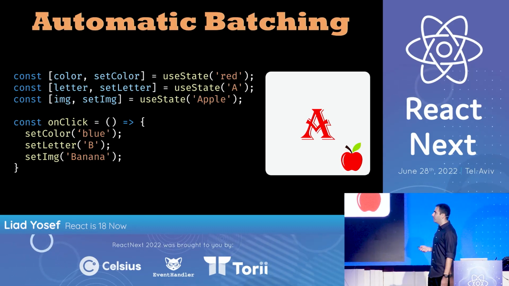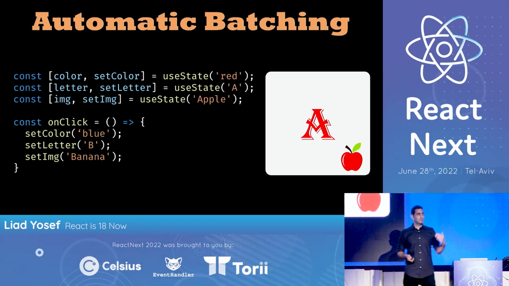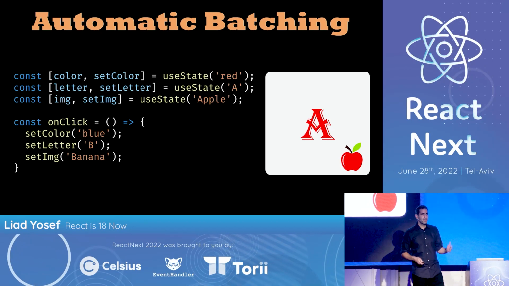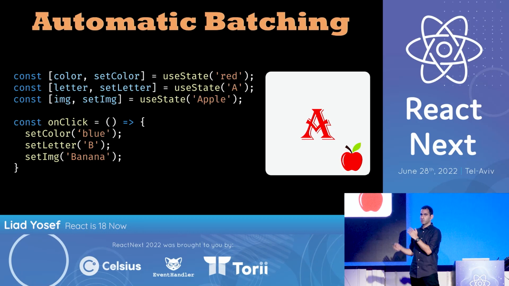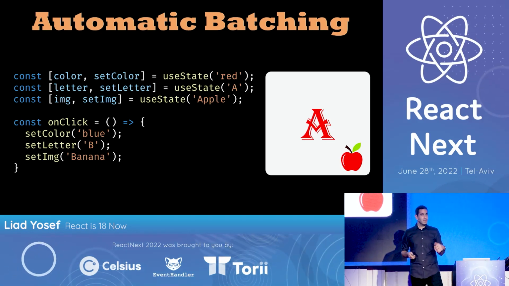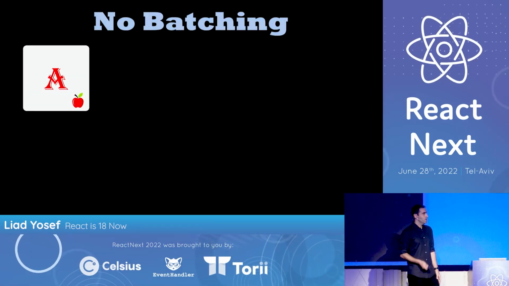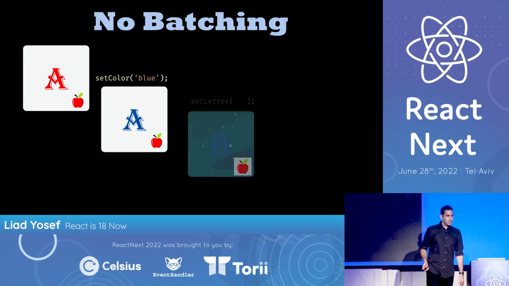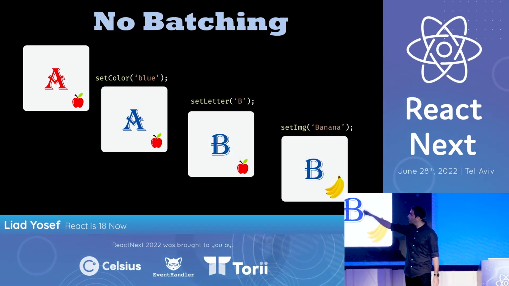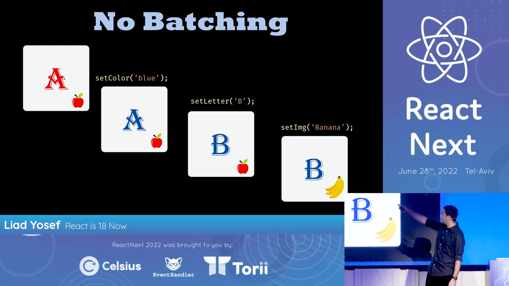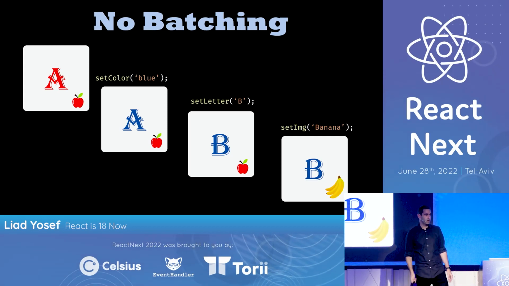And when we talk about automatic batching, this is what we usually mean. We mean that if we have several state changes in one event handler or in one callback, we don't expect React to do all of those state changes one after one. We expect it to do batching. How will it look like without batching? If we do all of those state changes without batching, then React will do each of them and then do a render after each of them. So we'll do the set color blue, then we'll get this thing, set letter B with an apple, and then set image banana, and that's going to be very confusing for all of our babies.